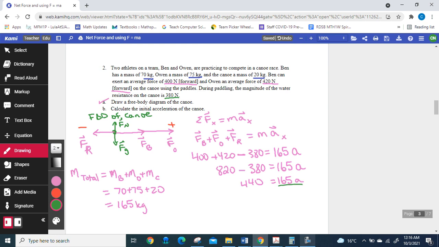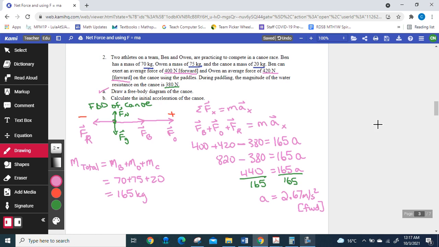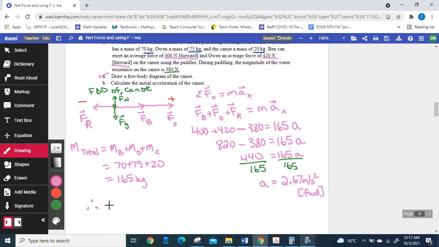Opposite of times is divide. So let's divide by 165, divided by 165. Let's see, acceleration is 2.67 meters per second squared forwards. Nice. All right. Word problem. Therefore, the initial acceleration of the canoe, because that's what we're talking about this whole time, initial acceleration of the canoe is 2.67 meters per second squared forwards.